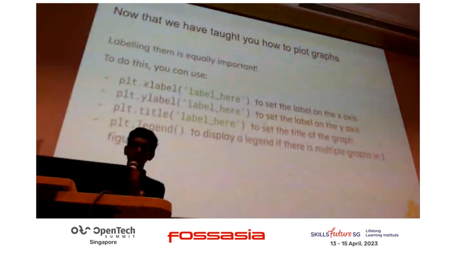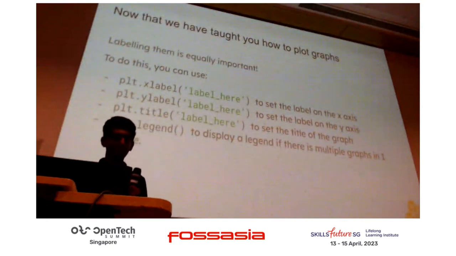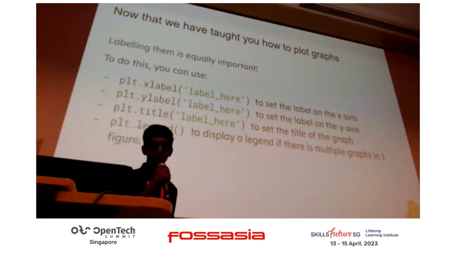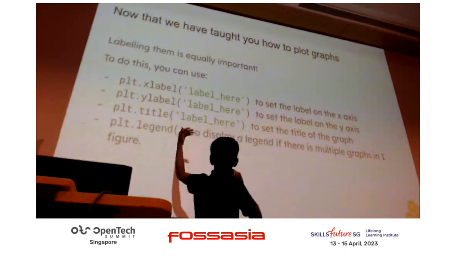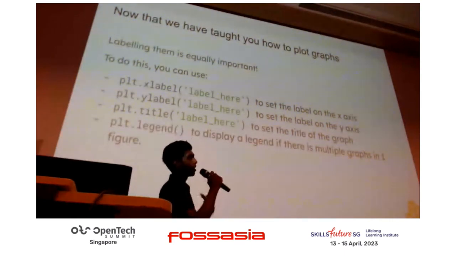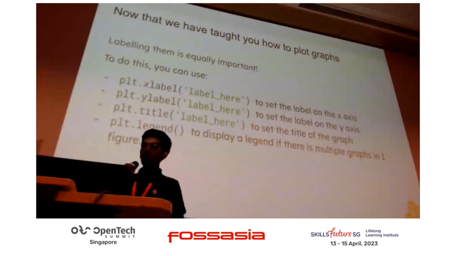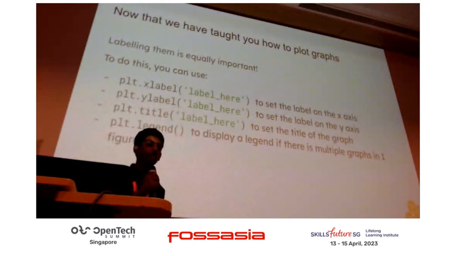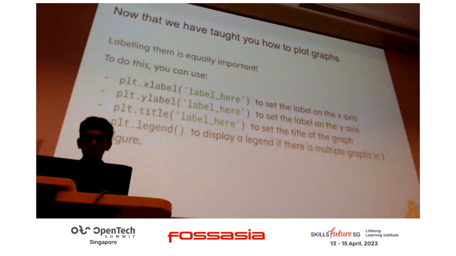So, now that we've taught you how to plot the graphs, labeling them is important. We can skip this basically because I already told you about the xlabel and ylabel. But there are also many more customizing features that we can use. One such feature is the plt.title function here, where we can specify the title of the graph. Let's say I want the graph to be the graph of y against x, or something like that. Then we can just put it in as a string in this parameter here, and you'll basically set the title of the graph.